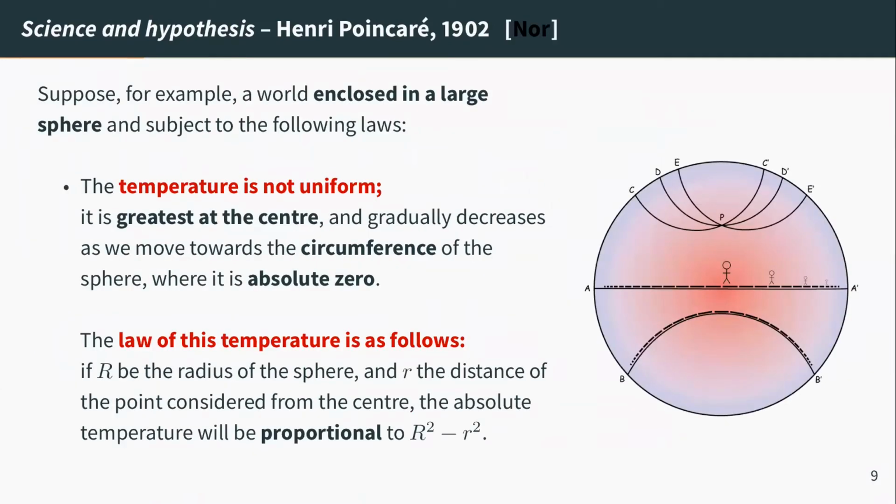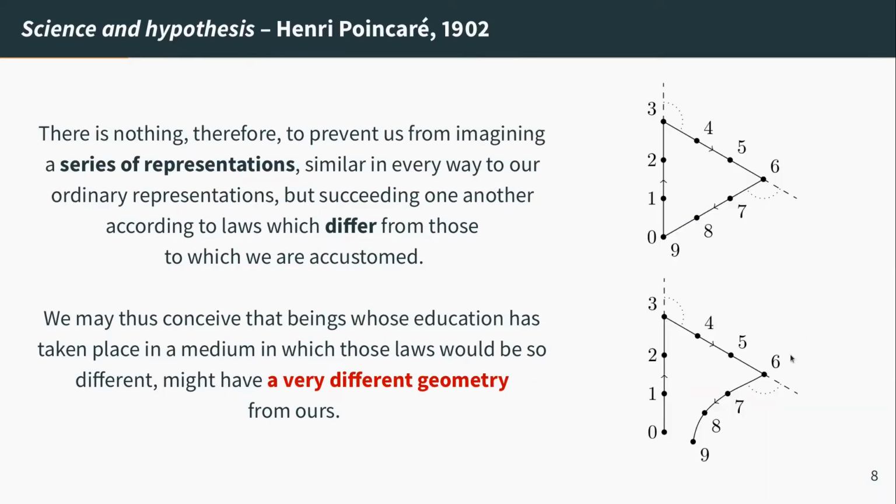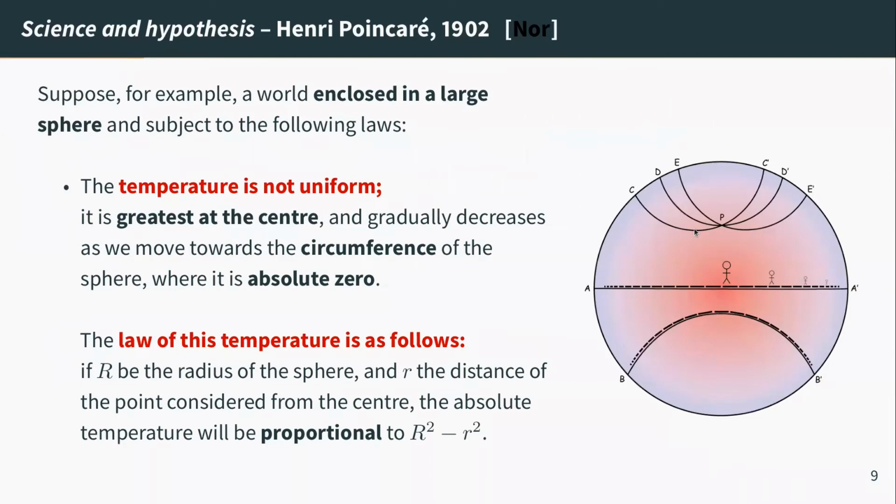Okay, and so now Poincaré proposed to us a model that behaves more like this than like this. A model in which triangles are weird. Suppose, for example, a world enclosed in a large sphere. For us, it's just going to be a large 2D disk, subject to the following laws.